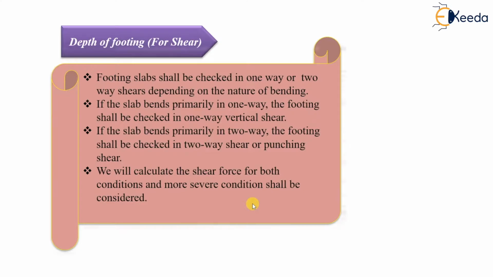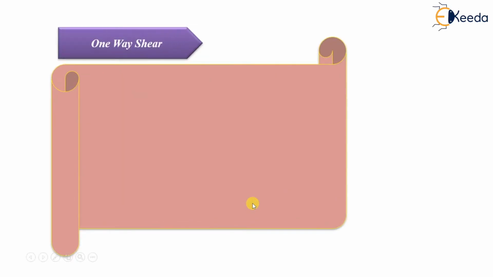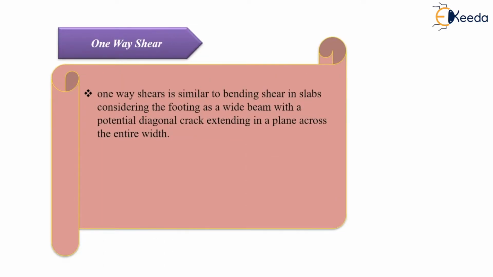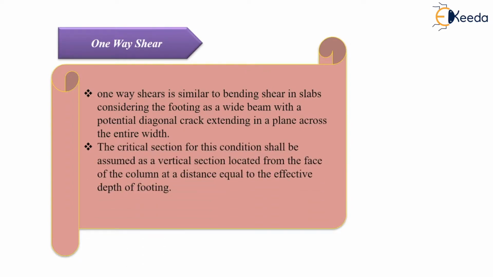Firstly, we will see what is one-way shear criteria. We know that one-way shear is similar to the bending shear in a slab, considering the footing as a wide beam with a potential diagonal crack extending in a plane across the entire width. We will take the critical section for this condition as a vertical section located from the face of the column at a distance equal to small d, that is the effective depth of footing.